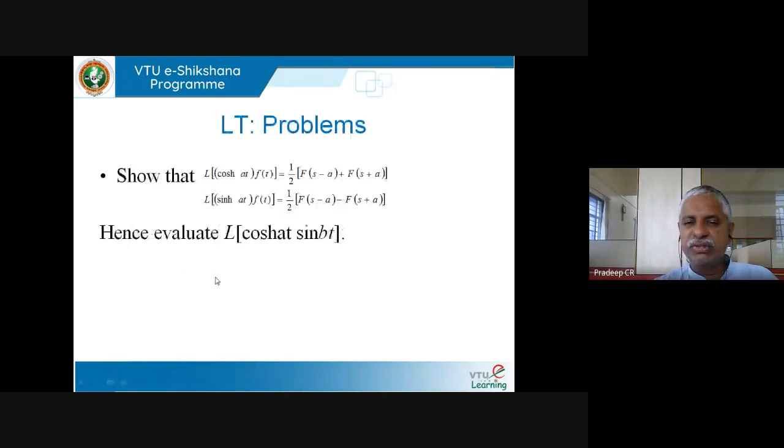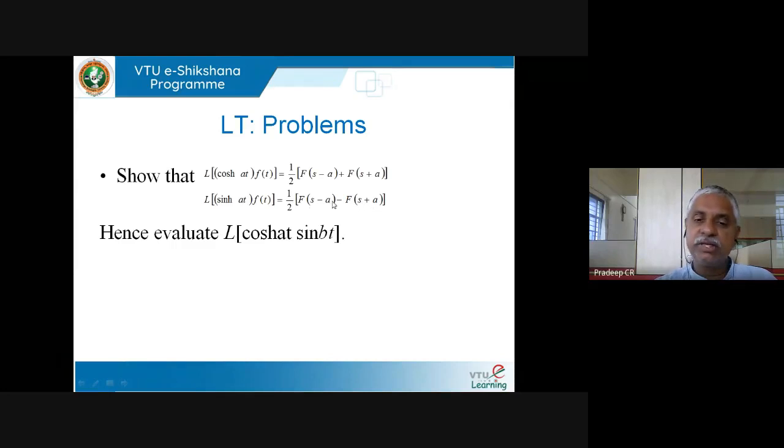Anyway, let me show you some examples which are very easy. It's not at all difficult, but they look different from what I showed you before. So let me write down here. Show that Laplace of cosh(at) into f(t) is 1 by 2 of F(s minus a) plus F(s plus a). This is one part. The second part is show that Laplace of sinh(at) into f(t) is half of F(s minus a) minus F(s plus a). There are two problems here.